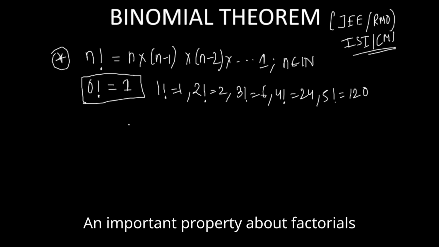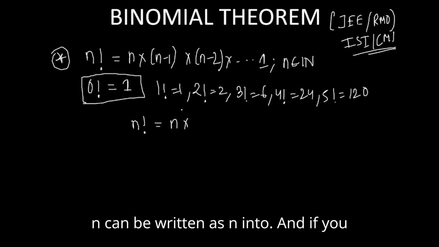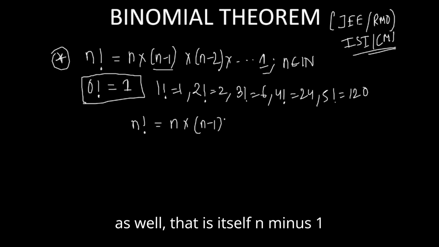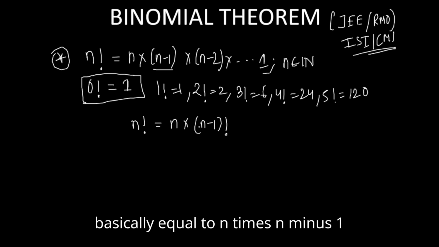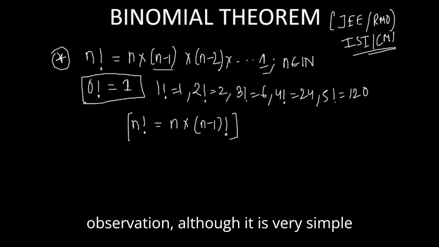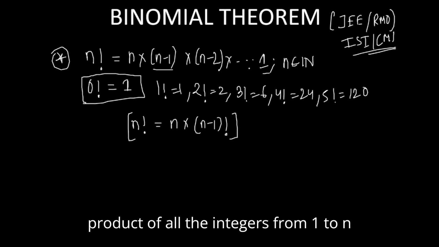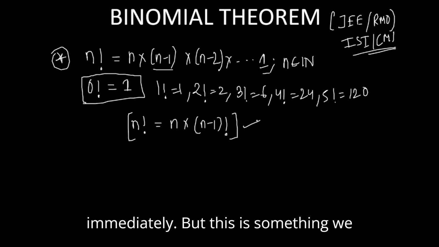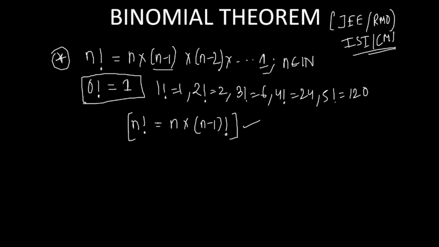An important property about factorials can be stated like this. n factorial can be written as n times, and if you consider everything from n minus 1 to 1, that is itself n minus 1 factorial. So n factorial is equal to n times n minus 1 factorial. This is an important observation, although it is very simple in nature. Once you know that n factorial is the product of all the integers from 1 to n, you can deduce this immediately. But we need to keep it in mind because it is used often while solving problems.